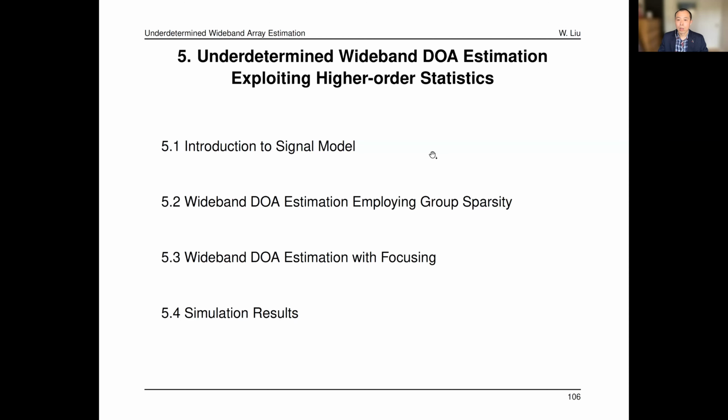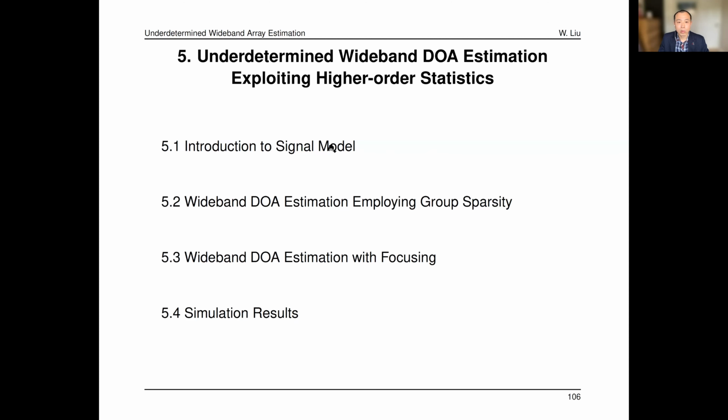Welcome to the third part of the tutorial T12, titled Underdetermined Wideband DOA Estimation and Target Localization. So this is section 5. We will finish all the remaining sections of this tutorial in this part.